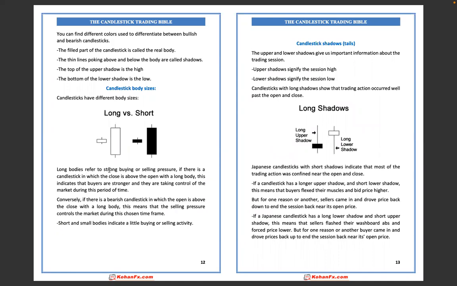Long bodies refer to strong buying or selling pressure. So most of the time, when I say that the bullish move is strong or that the bullish candle is strong, I'm referring to the body of the candle. This is what you should note.